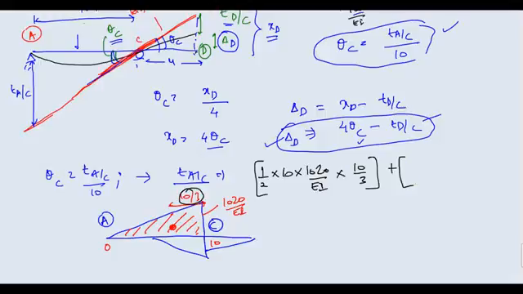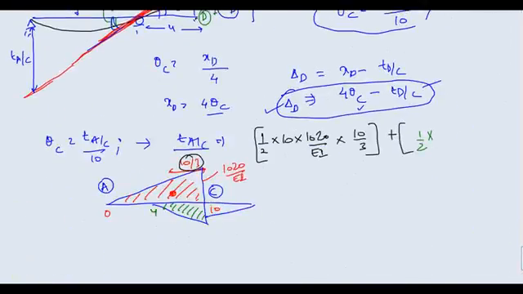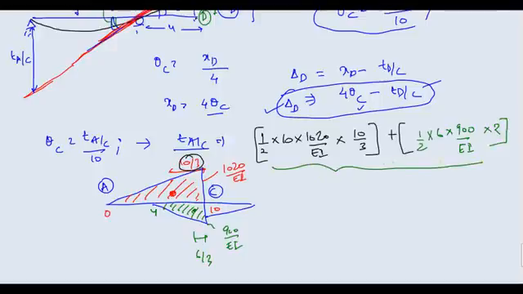Plus, let's talk about this small triangle. What is the area? Half, and this distance is how much? I think it is 6, so this is your 4, and this will be 6. So half into 6 into this value, which is I think 900 upon EI, multiplied with the distance of CG. This value is how much? 6 by 3, 2 meters. So this is your T A by C.